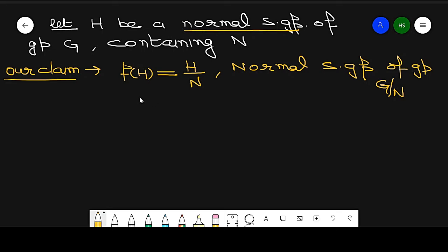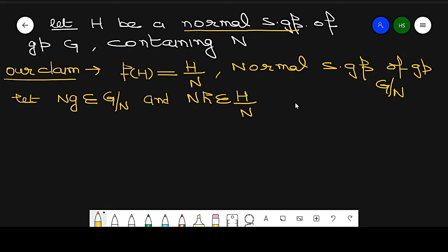Now, if I want to prove this result, first let H be a normal subgroup. To prove this is normal, I take let Ng, so it belongs to G by N, and NH, it belongs to H by N. So it belongs to H by N, where g belongs to capital G and h belongs to capital H.